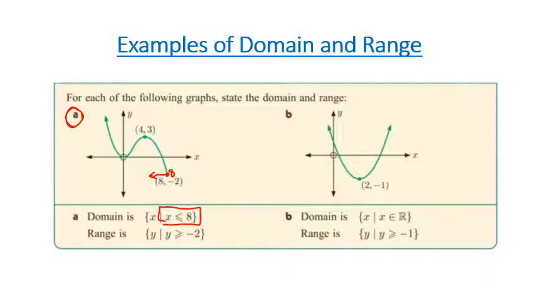Vertically, we have -2, and the graph just simply goes up. It never goes lower than -2. So hence why that's where we get y is greater than or equal to -2.